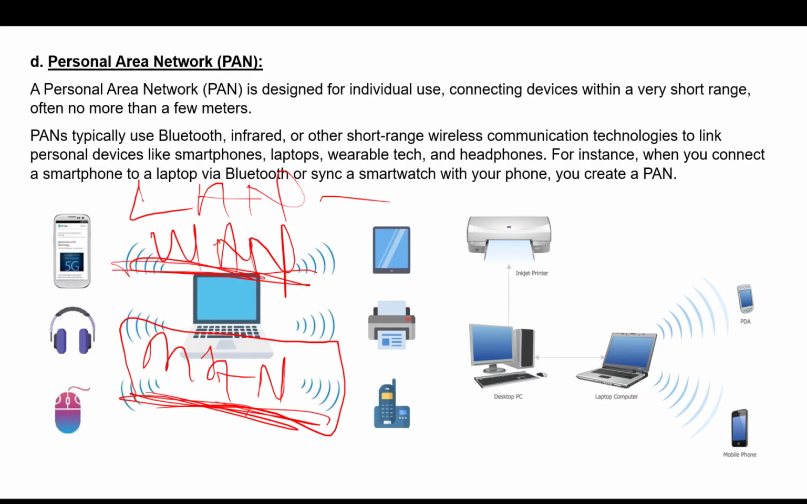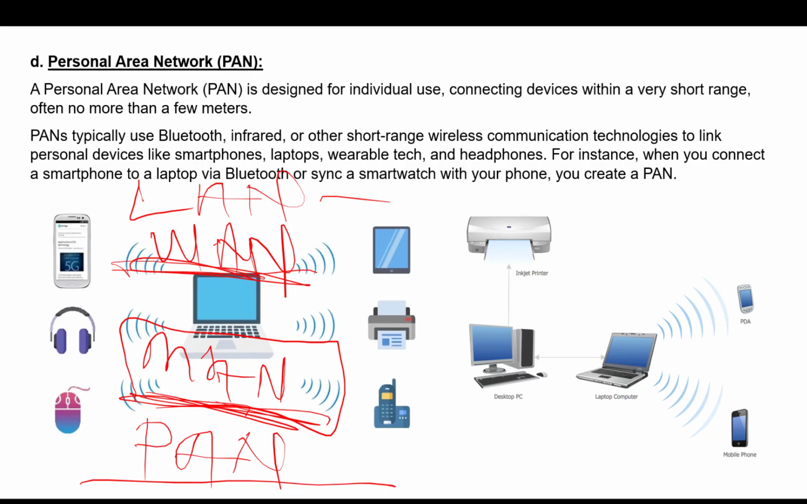Then lastly, we talk about PAN, Personal Area Network. Personal Area Network is like when you use your Bluetooth. It's simple. If your phone has Bluetooth and this one has Bluetooth, you connect and you share. If you have an iPhone, you use AirDrop. It's personal. You put your AirDrop on, I put my AirDrop on, we share files and documents. It's a personal area network.